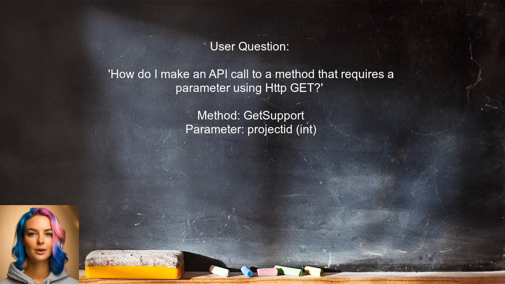Let's look at the specific question that brought us here today. One user asked, how do I make an API call to a method that requires a parameter using HTTP GET? They provided a code snippet that looks like this. A method called getSupport that takes an integer parameter called projectId. Sound familiar? Let's break it down.